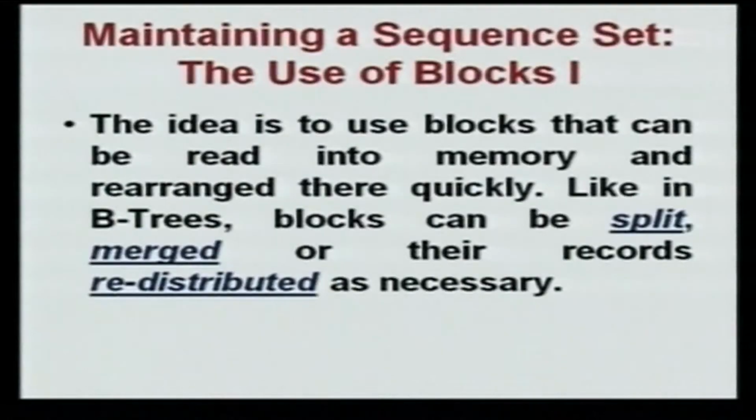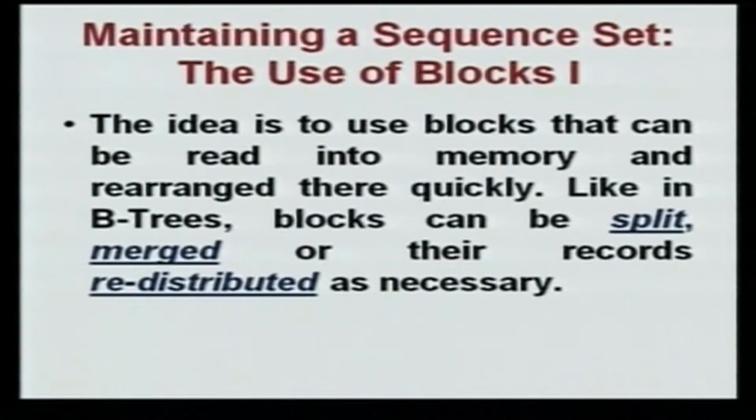So, what we are trying to do is we are trying to localize the changes, that is we are going to say that I go inside here and here alone I will maintain the sorting. So, that is the localization. So, the idea is to use blocks that can be read into memory and rearranged quickly. Now, when I want to sort, I will see that it is localized, it is a minimum block size, and I bring it into the main memory, and after I put it in the main memory I do the sorting. This is a very quick operation. So, like in B trees, blocks can be split, merged or redistributed, the records can be redistributed as required.